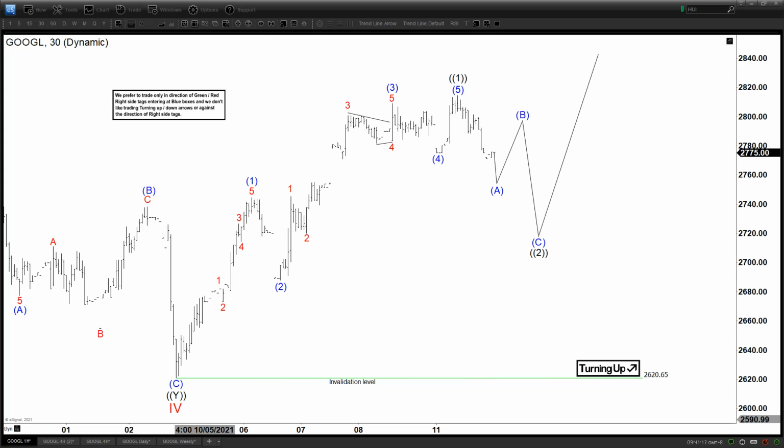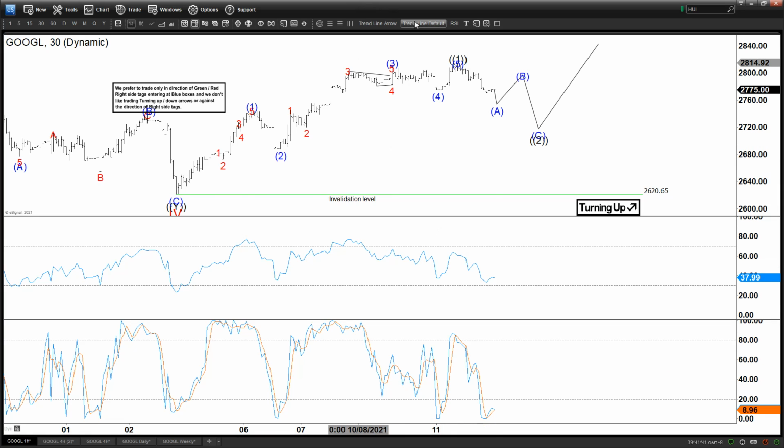Today we're going to be looking at the chart of Google, Alphabet, on the 30 minutes chart. Right here we can see the stock is pulling back to correct this 5 waves up. We can see 1, 2, 3, 4, 5 waves up with a divergence in wave 5, supporting the idea that this is indeed a 5 waves with a divergence in wave 5.